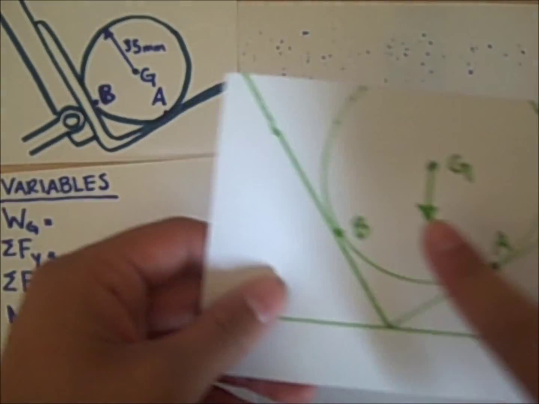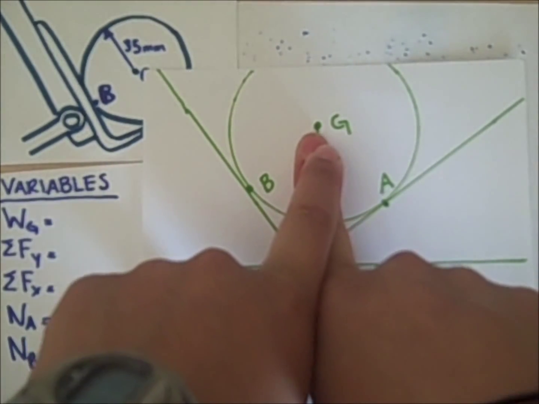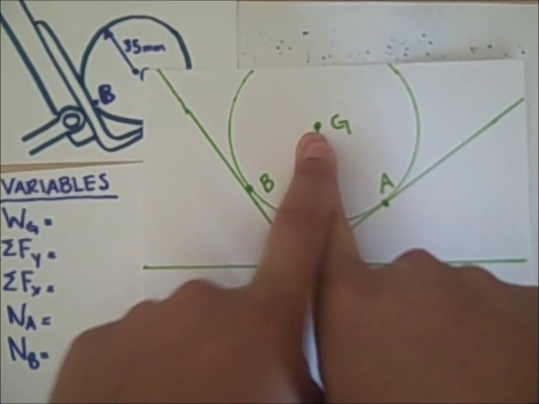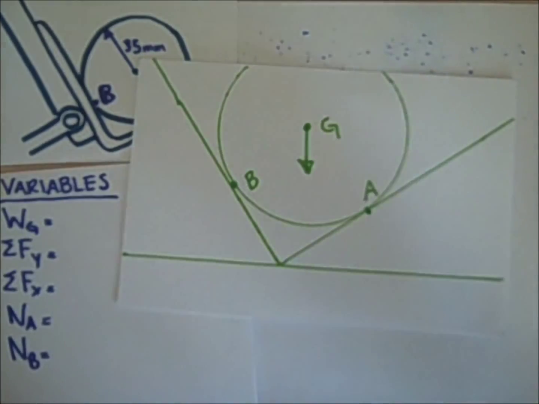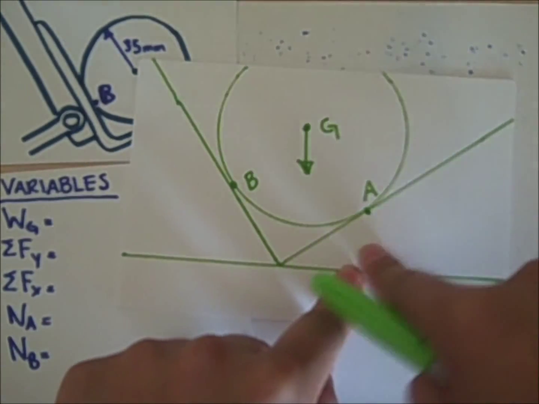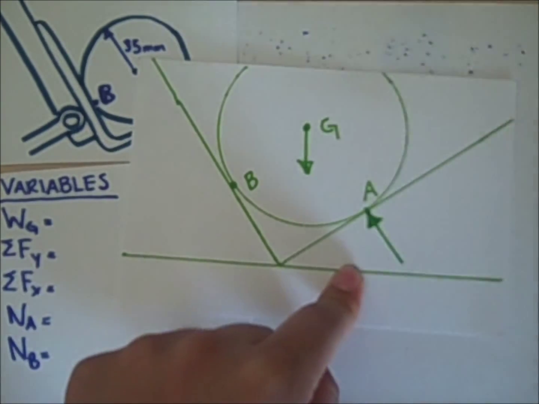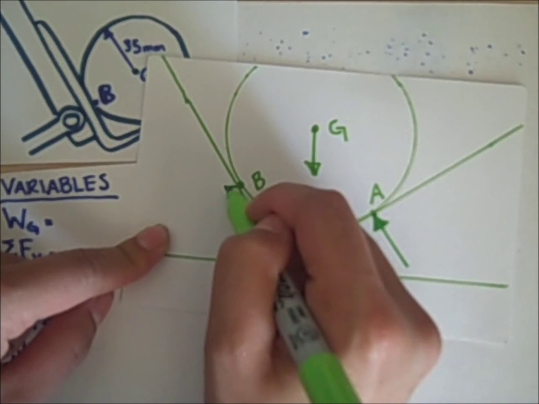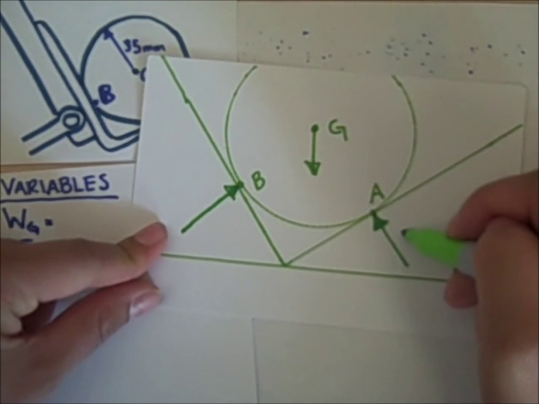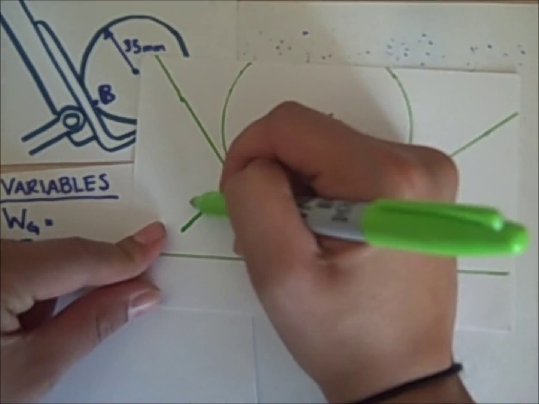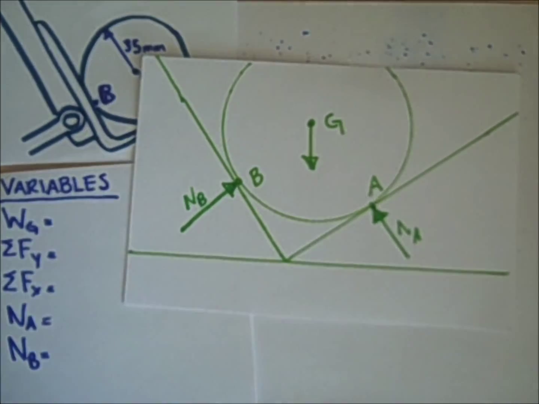Alright, so we're going to be drawing a free body diagram. And our first force is going to be the weight of the roll, which is going to be down due to the force of gravity. And our normal forces of A and B are going to be perpendicular to the surface of A. So that means it's going to be going this way. And then that means it's perpendicular. So those are our normal forces right here. Alright, so that's our free body diagram.